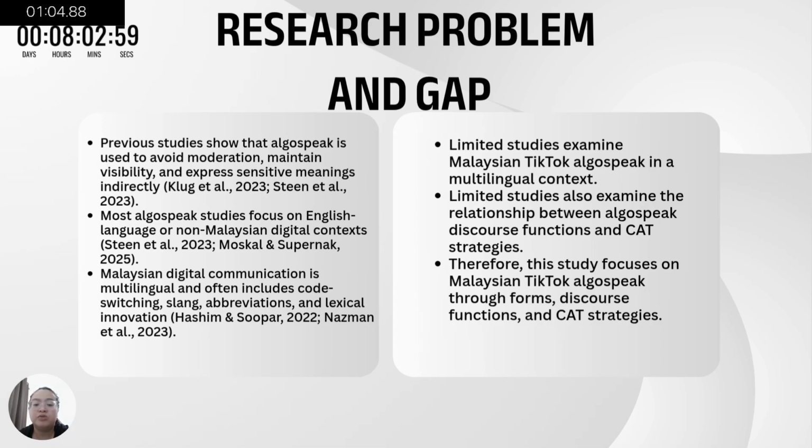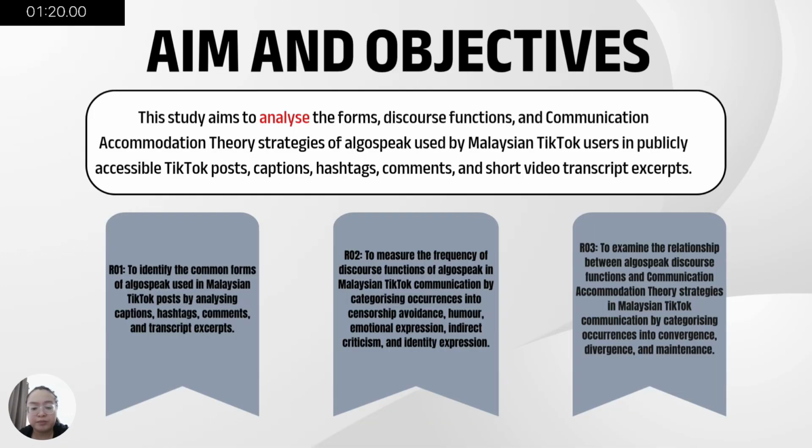Hashim and Supar 2022 and Nazman et al. 2023 show that Malaysian online communication includes code switching, slang, abbreviations, and creative language. Another gap is that limited studies examine the relationship between AlgoSpeak discourse functions and CAT strategies.